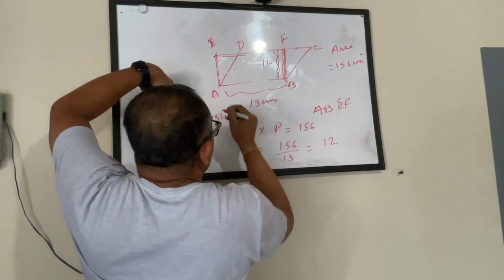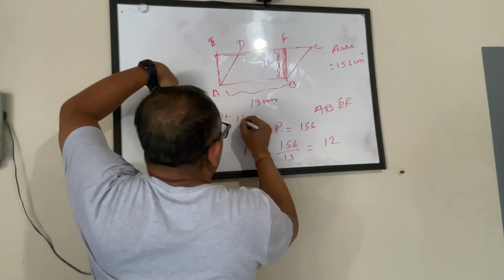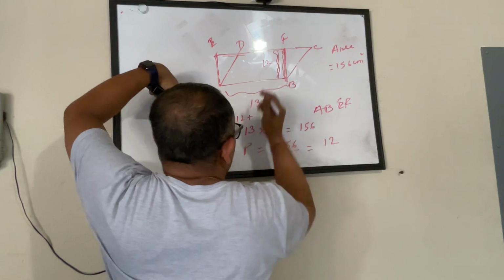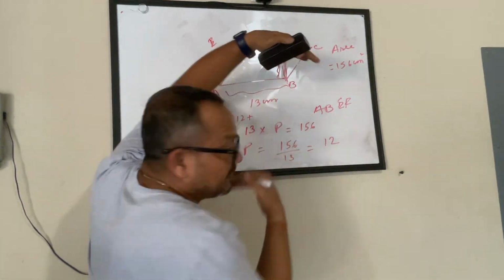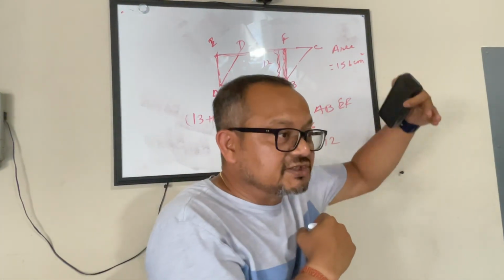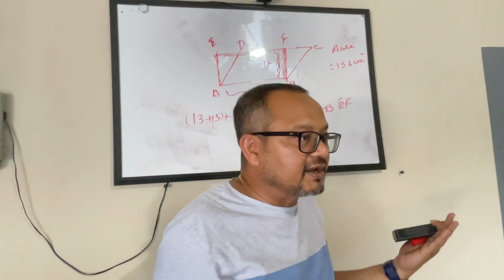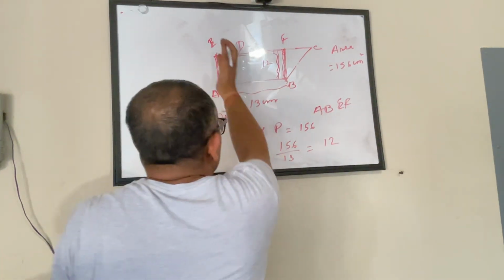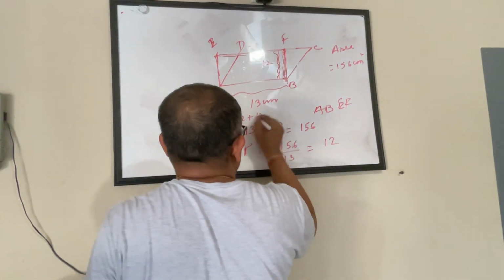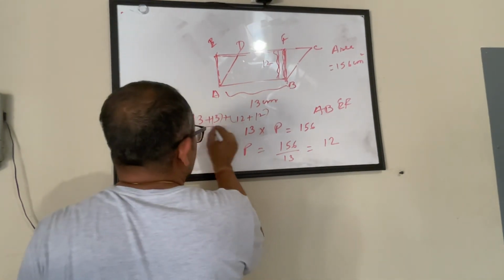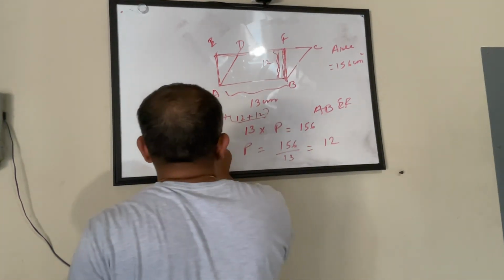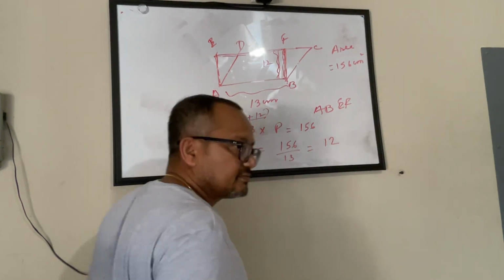the perpendicular distance here and here, same. Between the two parallel lines, the perpendicular distance will always be the same, that doesn't change. That's the definition of two parallel lines, right? So this plus this will be 12 plus 12. So this is 13 plus 13, 12 plus 12, that is 50. Yeah?